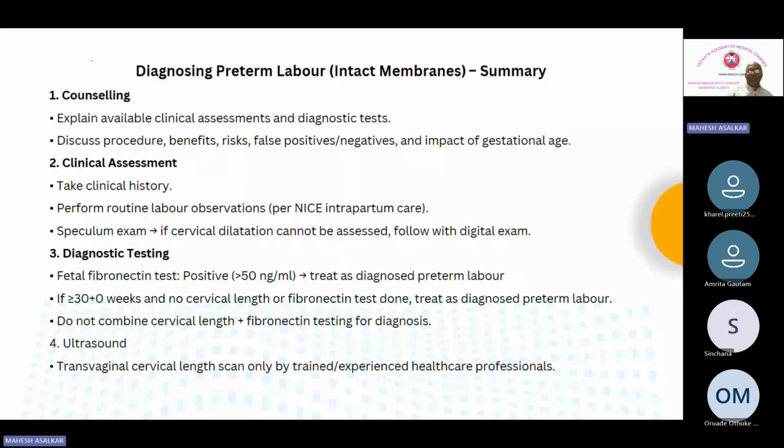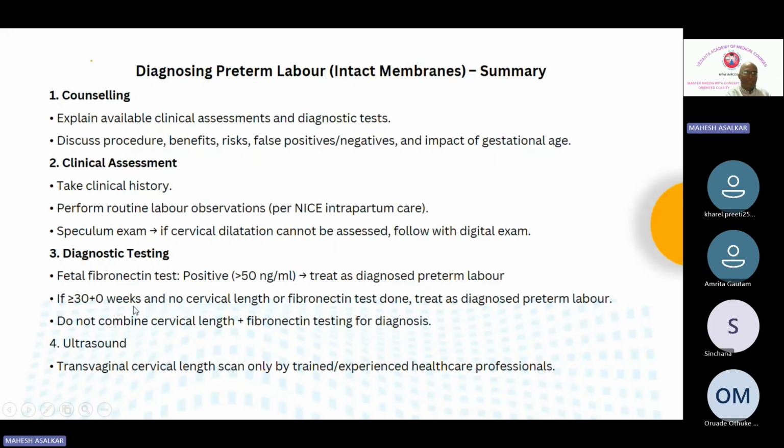Okay. Then diagnosing preterm labor with intact membranes. You need to counsel the lady, clinical assessment, and diagnostic test. Here comes the role of the diagnostic test, fetal fibronectin. In PPROM, what we have seen on vaginal fluid is IGF-BP1 or PAMG-1. Here you have the fetal fibronectin test in preterm labor. If it is positive, more than 50 nanogram per liter, then treat as diagnosed preterm labor.